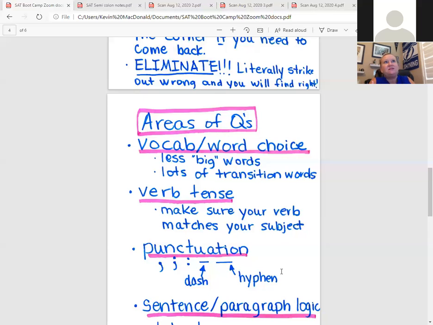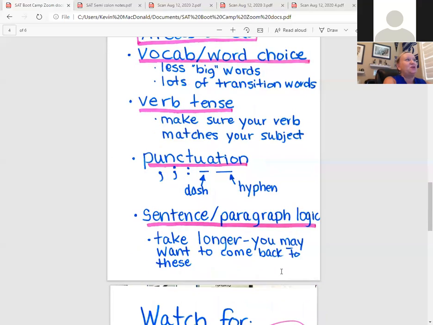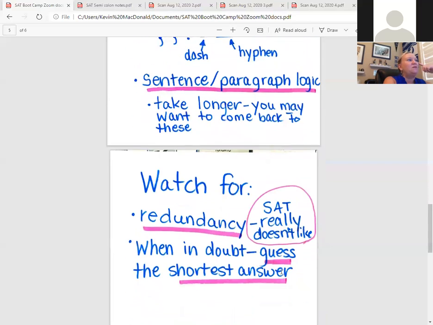Please do that practice on the Google Classroom. Please know that one, and I will absolutely make that change. I did it backwards because I was trying to go quick. Sentence and paragraph logic. These are the ones that are definitely going to take longer, okay? They might be the ones you bend the page and come back to. We're going to talk about those in a minute.